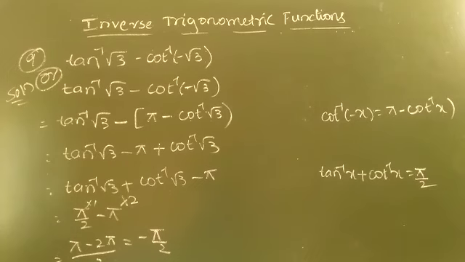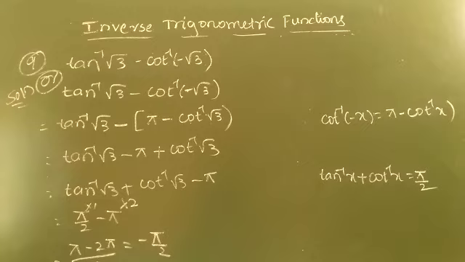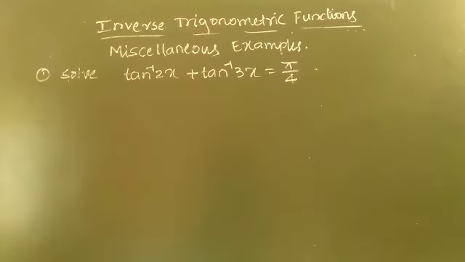Next we will go to the miscellaneous exercise. In the miscellaneous examples, the first one: solve tan inverse 2x plus tan inverse 3x is equal to pi by 4. Solve means we find the x value.